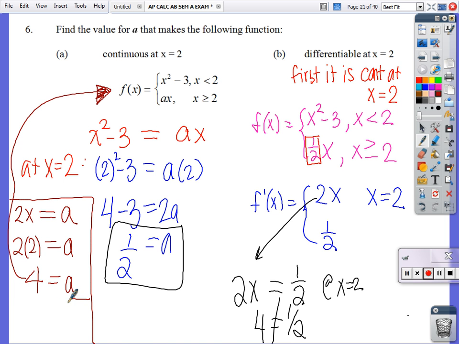If you actually put the value in, the left side would be 16 minus 3, which would be 13. The right side would be 2 times 4, which would be 8, and therefore not continuous. So you can't be differentiable unless you already are continuous. So again, yes, there's a value a that makes it continuous, but no, there is no value for a that would make the function differentiable, because the only possible value for continuity is a equal to 1/2.